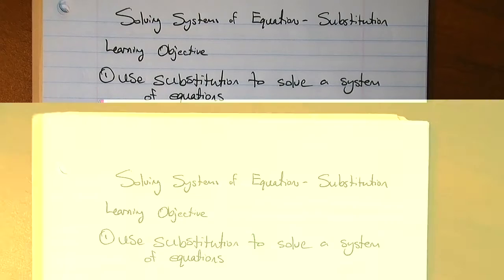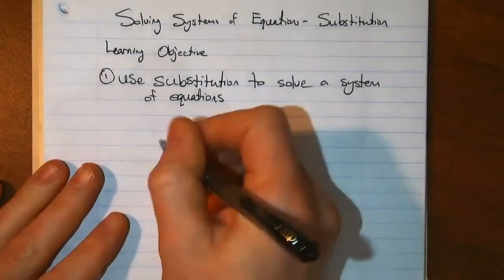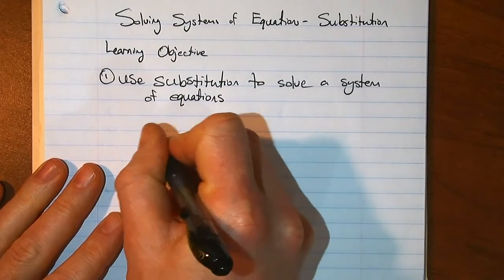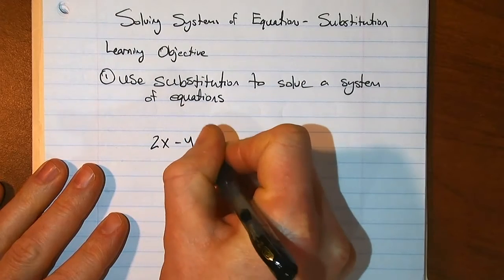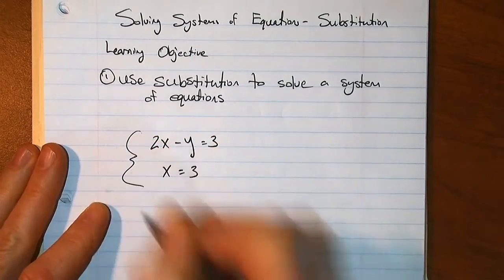So with that said, let's take a look at our learning objective. There's only one: be able to solve using substitution. That's our only objective. All right, so in one of the previous videos on graphing, we looked at this problem right here. And we talked about how to solve this problem using a graph.